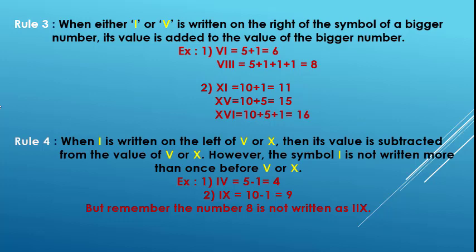In example number 2, the number given is 9 in Roman numbers. As you can see, I is on the left hand side of the bigger number X. So again, by substituting the values according to rule 4, first we will write the value of X, which is 10, minus the value of I, which is 1. So 10 minus 1 is equal to 9. But remember, the number 8 is not written as IIX.